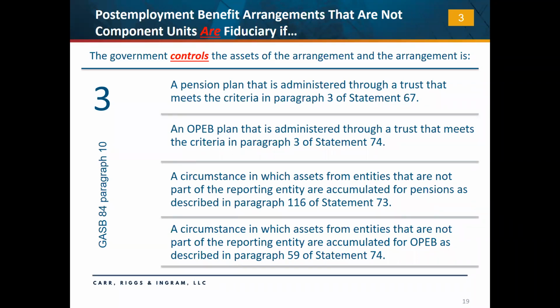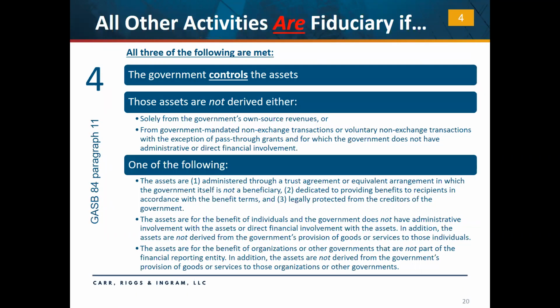Path 4, like I said, we're going to talk about the most. So there's 3 basic parts. 1 is that the government controls the assets. 2 is that those assets are not derived solely from the own source revenue of the government, or from government-mandated non-exchange transactions or voluntary non-exchange transactions. So basically it's not coming from the government's own funds, and then it has to meet one of the following.